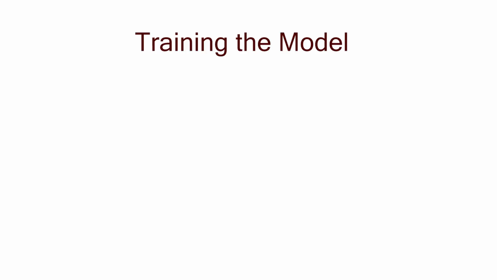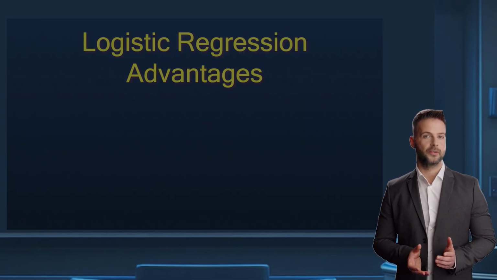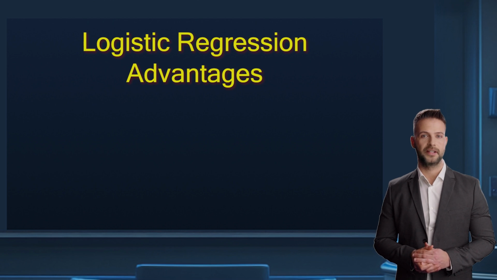So then we have training the model. The model is trained using a method called maximum likelihood estimation. This finds the best fitting parameters w and b that maximize the likelihood of the observed data. Simple, right? Now here are the advantages of logistic regression and why it might be an option sometimes.